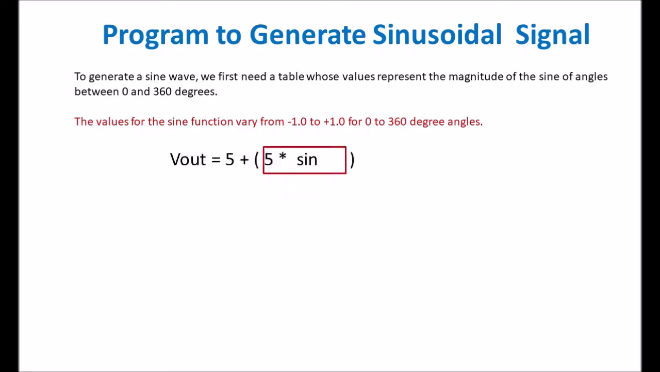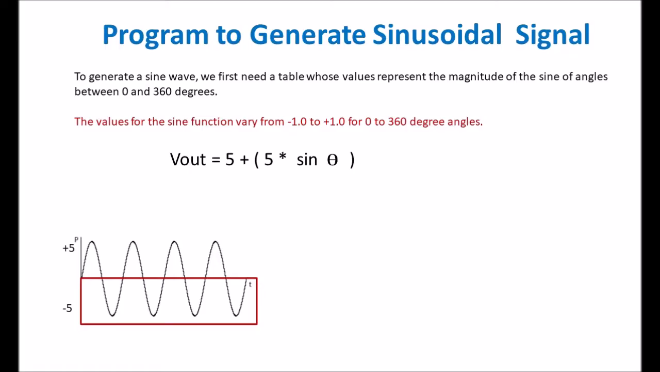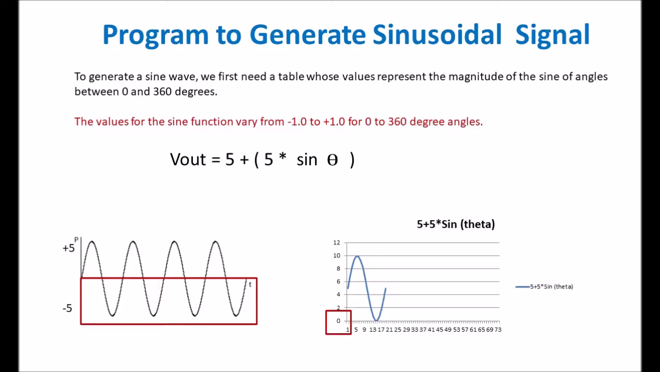So we'll get the integer values, and if we observe this sine wave signal, half of the magnitudes have negative values, but we want all these magnitude values positive. So we'll shift this sinusoidal signal above 0. For that we'll add 5 in this formula. So our final formula to compute the magnitude of the sinusoidal signal will be 5 plus 5 into sine theta. We'll compute these values from 0 to 360 and then we can prepare a lookup table.